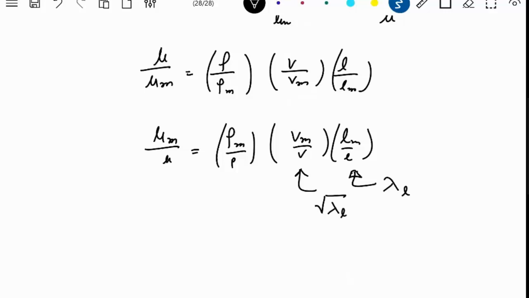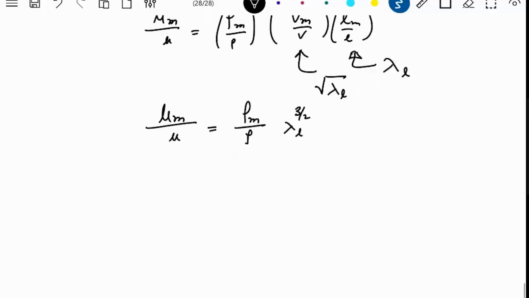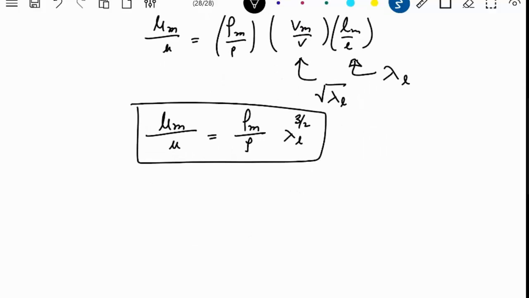Remember, somebody asked in the last class whether these dimensionless numbers can be related. Yes, they can be related. Here is an example. Froude number similarity gives you a scale for the velocity, and that can be used in the Reynolds number similarity. So if you plug this in, you will have mu m by mu equals rho m by rho times lambda raised to the power 3 by 2. So this is coming from Reynolds number similarity.